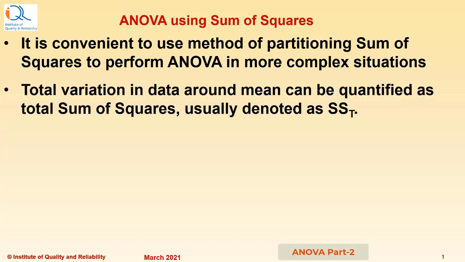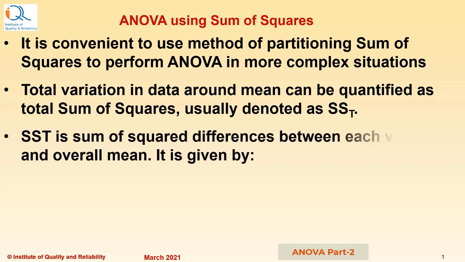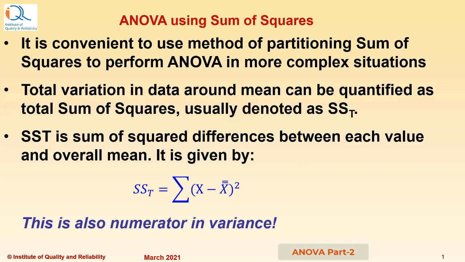Total variation in data around mean can be quantified as total sum of squares, usually denoted as SST. SST is the sum of square differences between each value and overall mean. It is given by summation of square differences between each value and the grand mean or overall mean. This is also the numerator in variance formula.